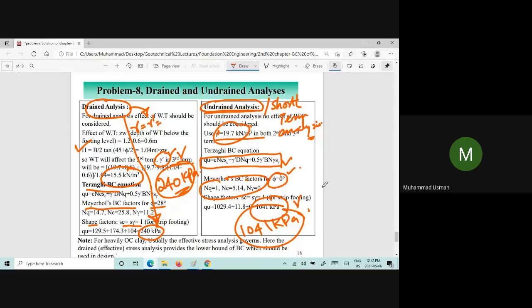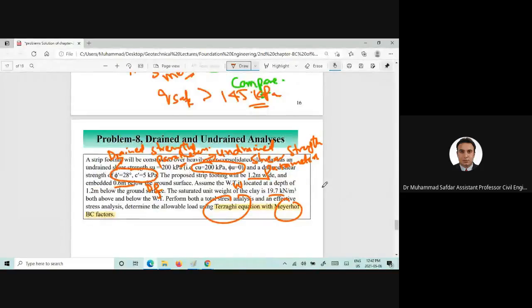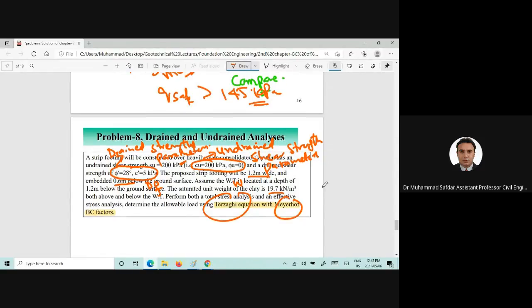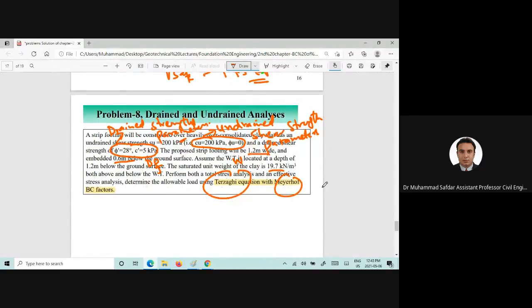So in this particular case, what do we have? Here we are given, I guess it was taken from the previous slide, 14% heavily over consolidated clay. Okay, it's given here. We are unable to read, so let me clear this out. Now we are specifically talking about this problem, over consolidated clay.